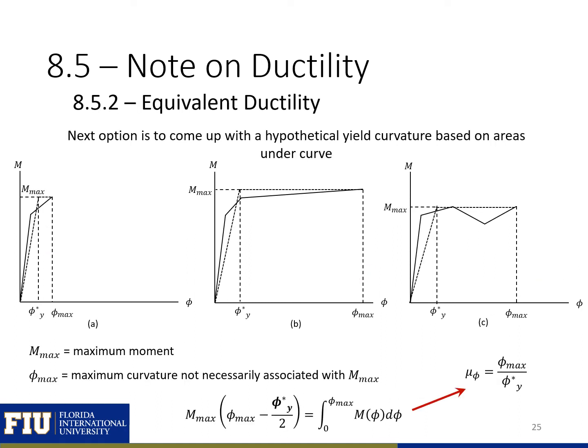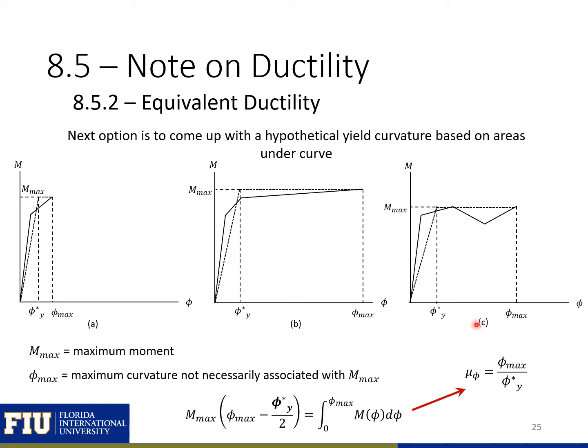The next option is what's called the equivalent ductility method. With the equivalent ductility method, we come up with a hypothetical yield curve based on the area under the curve. So essentially, we're trying to come up with an elastic plastic hypothetical curve where the area under the curve is equal to the area under the actual moment curvature curve. So what we do is we use the actual M max and we use the actual phi max, or max curvature, and then we adjust our yield curvature so that we get our areas to be the same.